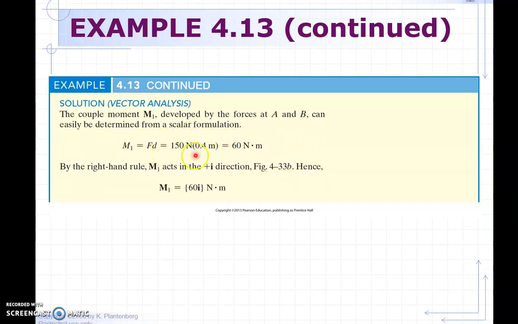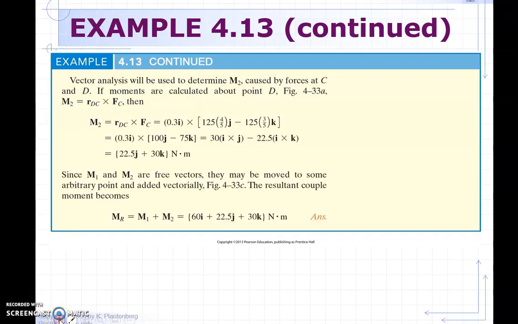Well, that's M1. That's M1. He did do the arithmetic. We get a 60I, and that's M2, and he did an R cross F. So he got an M2, and then he added them up to get the M3.